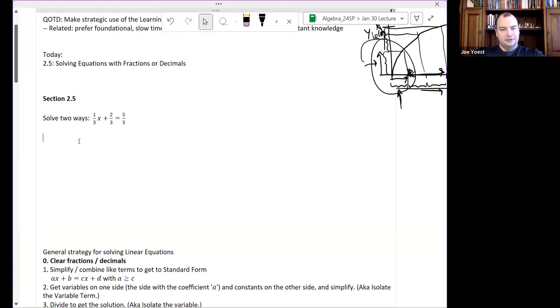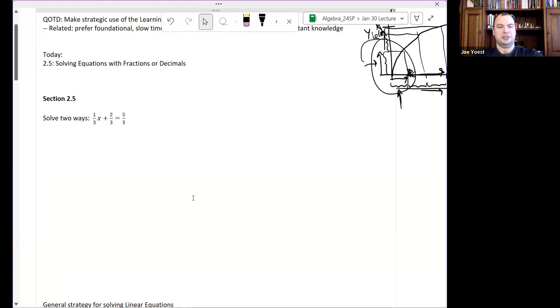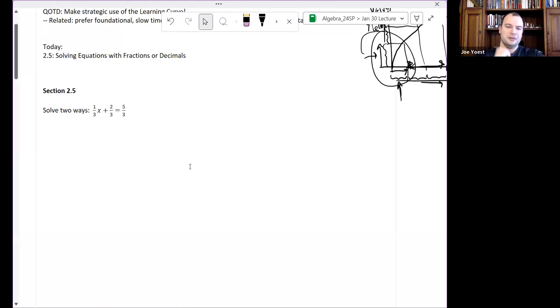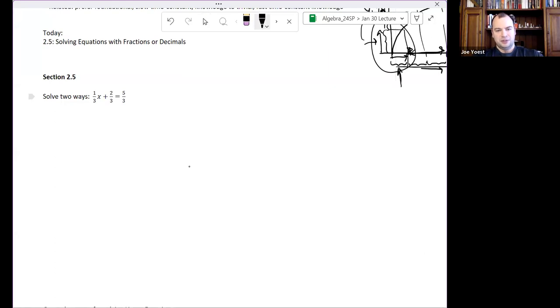Okay, so we have section 2.5, solving equations with fractions or decimals. And I know that a lot of times as soon as the word fraction comes up, people are already a little bit uneasy. But there's a couple pieces of good news here. And I think we'll see the first piece of good news in this first problem. So we're going to solve this two ways.